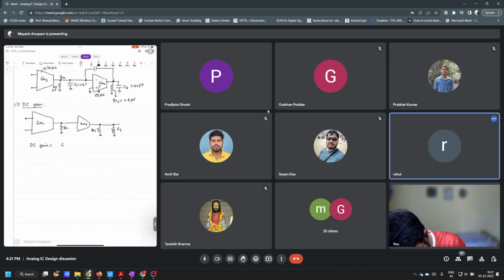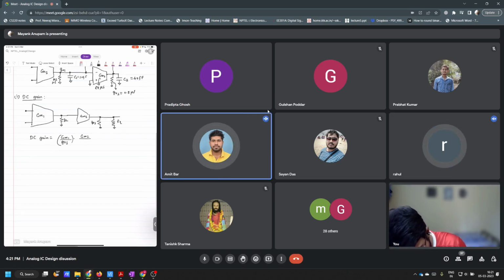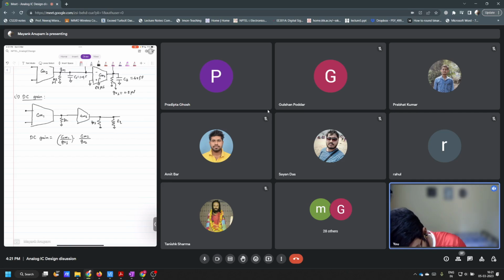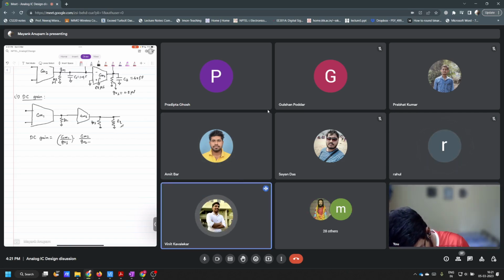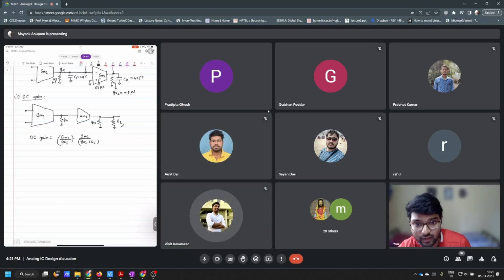GO2 by GM1 divided by GO1, G1 into GM2, divided by GO2 plus GL. Parallel RL means what? They will add in conductance, right? Plus GL. Correct. GO2 plus GL. Right, exactly. This will be GO2 plus GL, right?